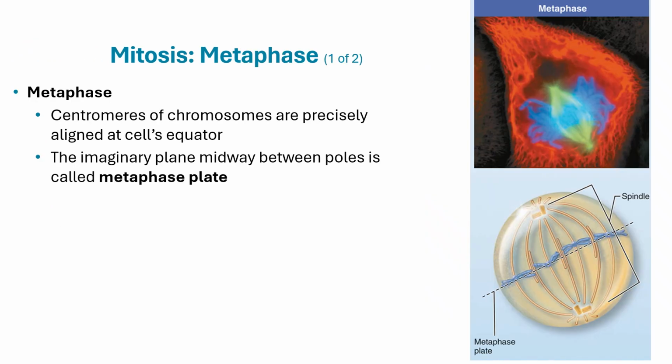All right, the next one is metaphase. As metaphase starts, the two centrosomes are at opposite poles of the cell. The chromosomes cluster along the center of the cell. So they're going to be in the middle, metaphase middle, with their centromeres aligned along the equator of the spindle. Okay? This imaginary line midway between the poles of the cell is called the metaphase plate. Enzymes that will separate the chromatids from each other are triggered at the end of metaphase.